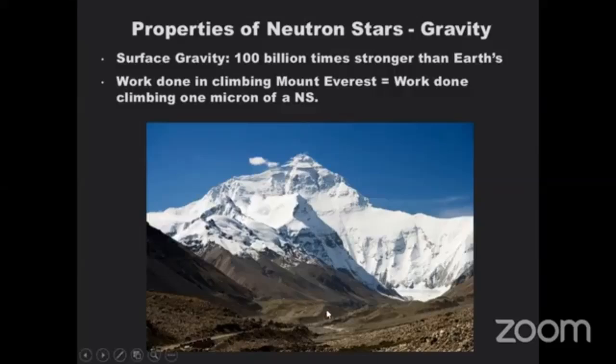If it takes you a particular amount of energy to climb from the valley of Mount Everest to the top, that energy is equivalent to walking, okay, about 1 micron on the neutron star surface. 1 micron. So the total energy it will take you to climb from the valley to the top is equivalent to just walking 1 micron. You know what micron means? Very, very small. You can't even walk, because the gravity there is so intense.